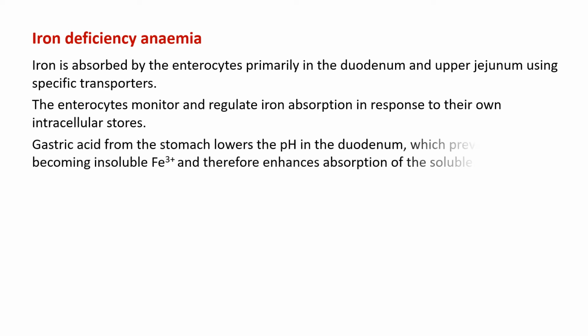This is why most of this absorption happens in the upper small intestine, the duodenum. To aid with the absorption, we need gastric acid. This comes from the stomach. It lowers the pH in the duodenum. And this actually stops the Fe2+ from becoming the insoluble form Fe3+, and therefore it ensures the absorption of the Fe2+.